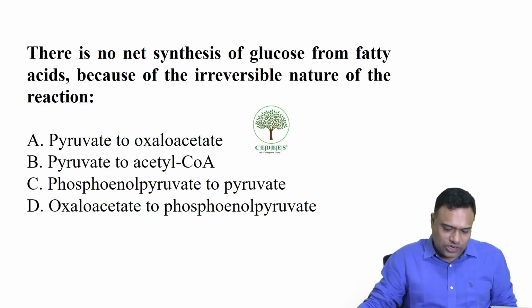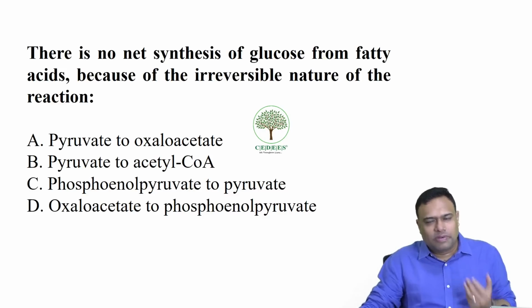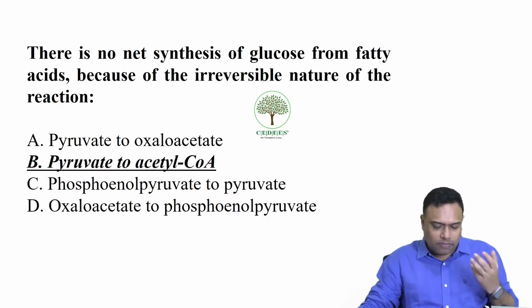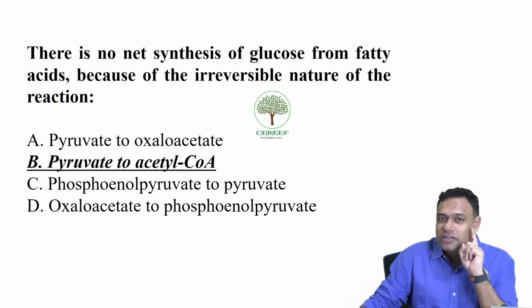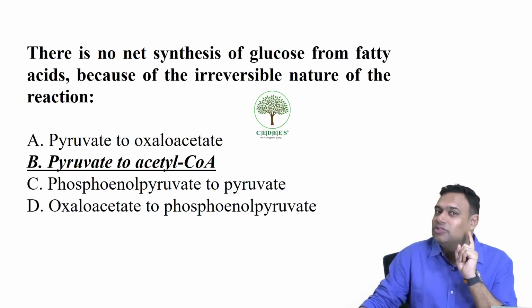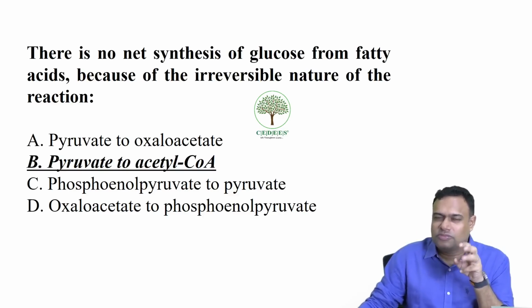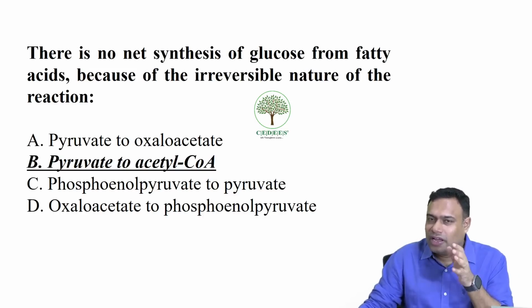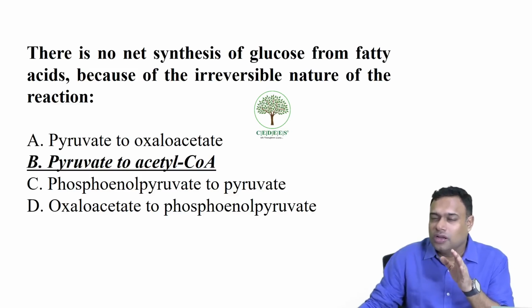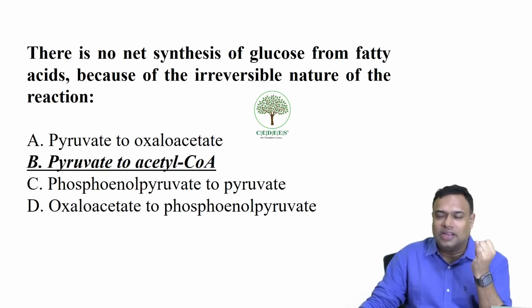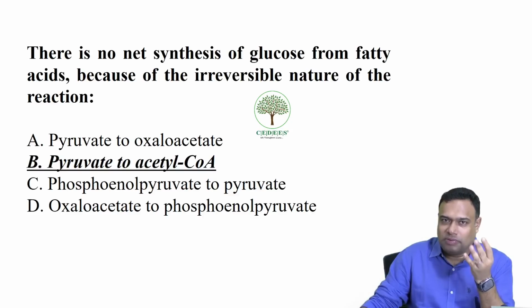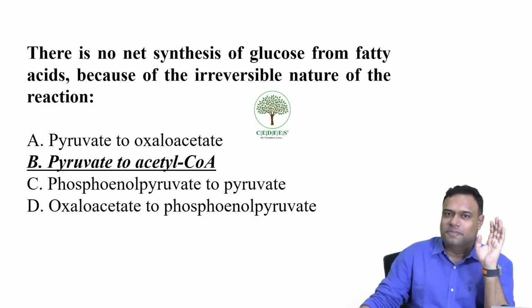Okay, next. There is no net synthesis of glucose from fatty acids simply because of the irreversible step pyruvate to acetyl-CoA. It takes place with the help of a pyruvate dehydrogenase multi-enzyme complex. It needs 3 enzymes, mainly pyruvate dehydrogenase, right? And 5 coenzymes. Which one? What are the coenzymes? NAD, FAD, coenzyme A, TPP, lipoic acid. Done. Okay.